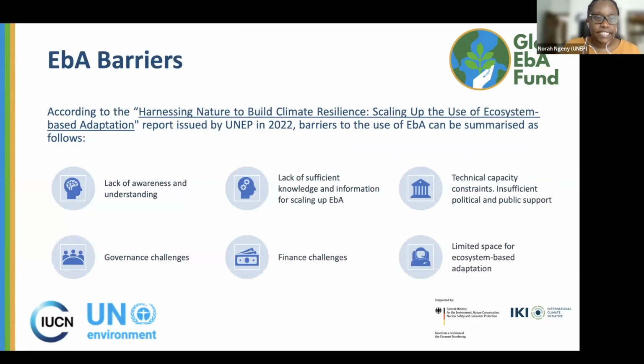So UNEP recently released, I think last year in 2022, a comprehensive report on harnessing nature to build climate resilience, how to scale up the use of ecosystem-based adaptation. This report came about following some extensive consultation and extensive review of key materials. It was undertaken over a period of about a year, and it identified 6 key barriers that are limiting the uptake and scaling up of EBA.